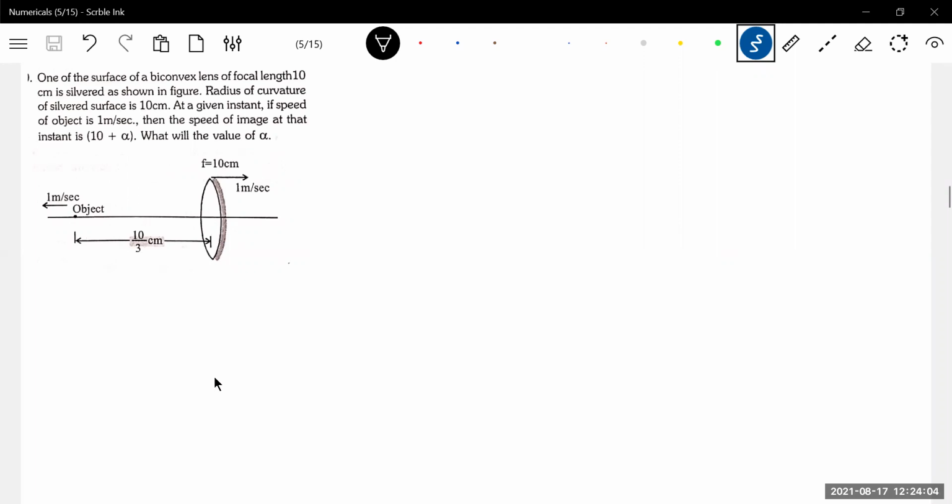Most of the problems we have done are like a concave or convex mirror moving. Now a silvered lens moving. What is a silvered lens? A silvered lens is again similar to a concave mirror or convex mirror. And you know the method when an object moves near a mirror. The same thing is applicable for a silvered lens also.